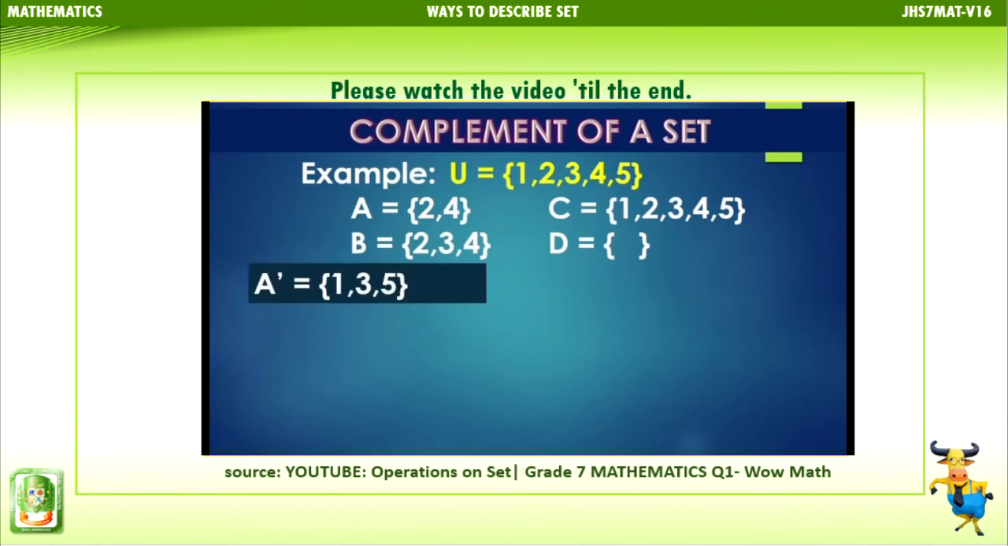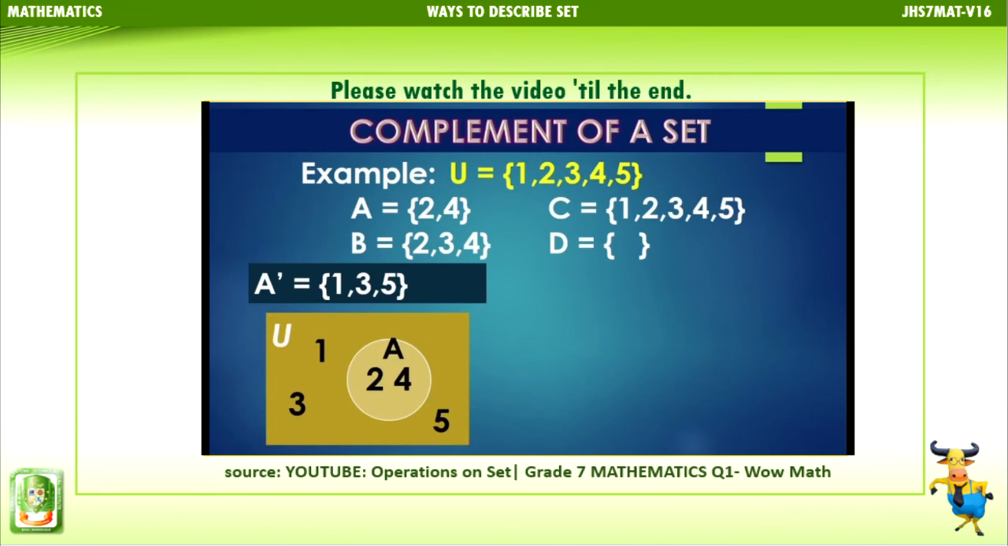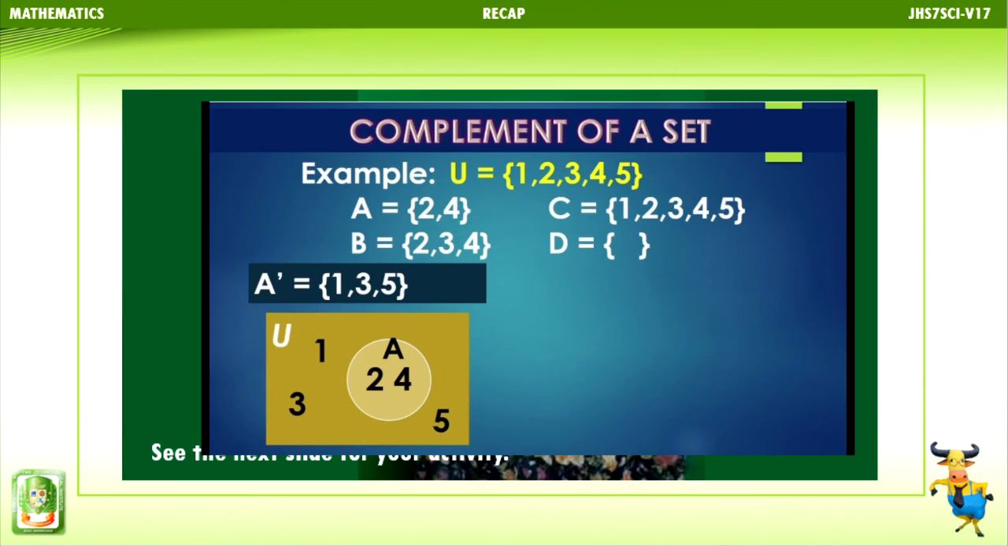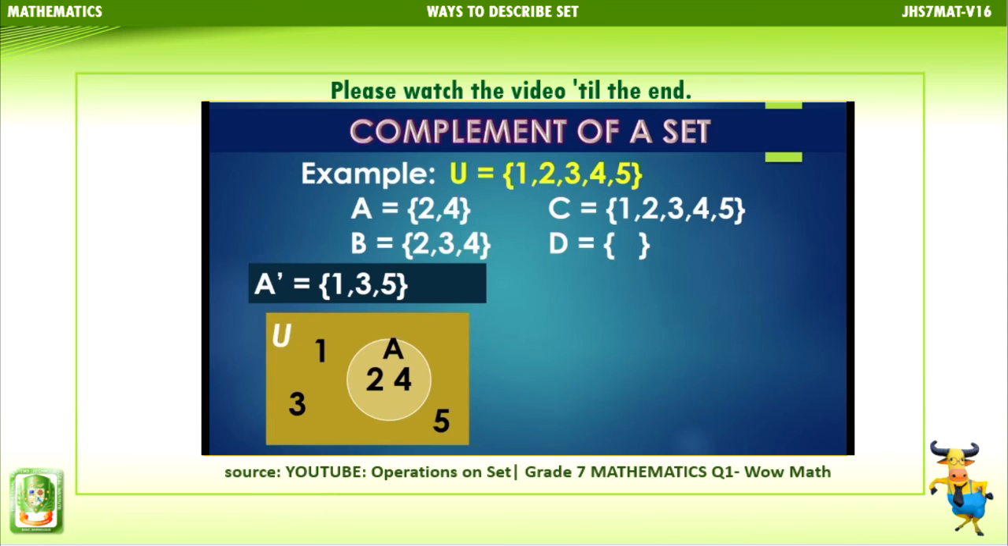Now, paano natin ipapakita ito using Venn diagram? So, ang complement ni set A ay 1, 3, 5. Ibig sabihin, ang laman lang ni set A mo ay 2 and 4. So, yun lang yung nasa bilog. Yung 1, 3, 5, ito yung nasa universal set pero wala sa set A. So therefore, pinapakita natin dito sa Venn diagram na nasa universal set si 1, 3, 5 pero si 2 and 4, yun lang yung nasa set A.